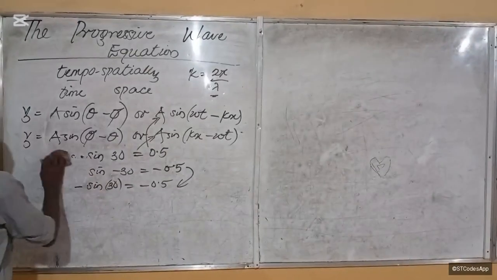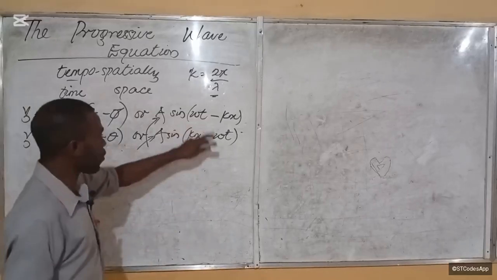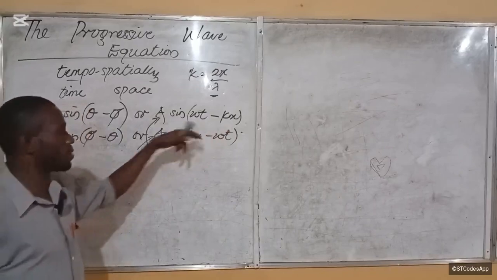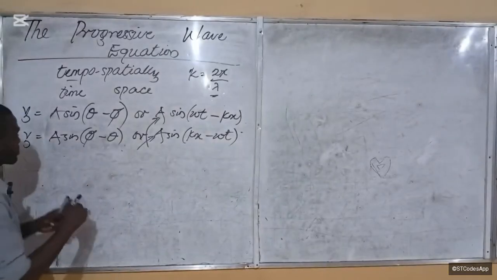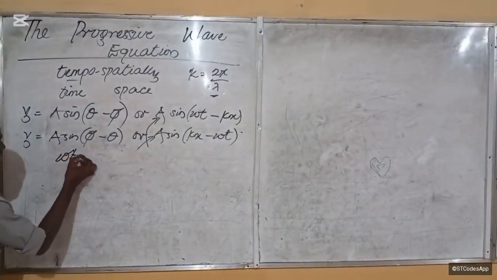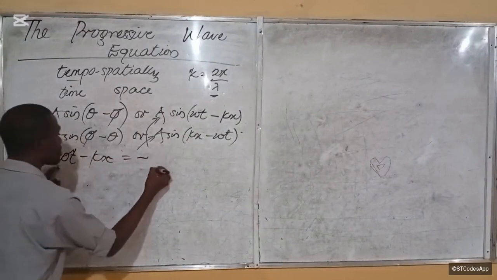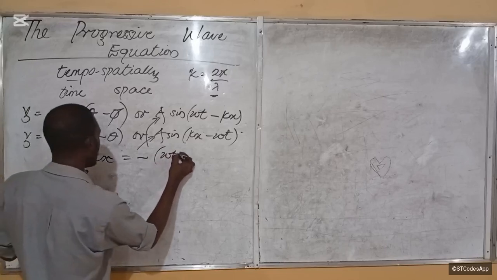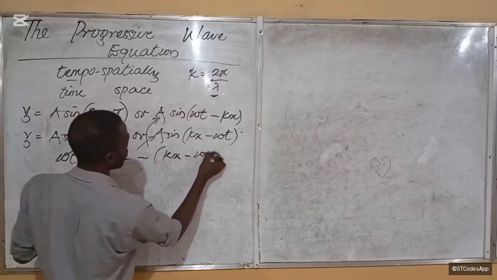So what I'm saying in essence here is, now consider these two forms. Let's take this form as the form that I like to use, which is the form I used in proving my equation there. Omega t minus kx. You believe with me that is the same as the negative of kx minus omega t.